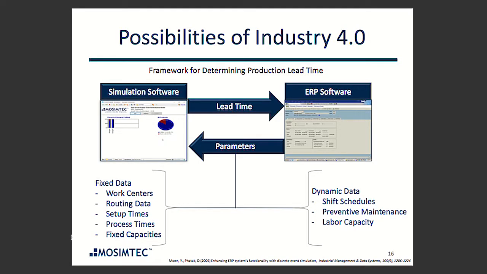But essentially what you have is your fixed data, like your work centers, your routing data, your setup times, all of that's already in there. It's in the simulation model. And then what's being fed dynamically are things that change from week to week, like shift schedules, downtime, labor capacity, all of that, so that you get a more accurate indication of what your lead times are for products coming back into the system or lead times of the product being processed as a whole.